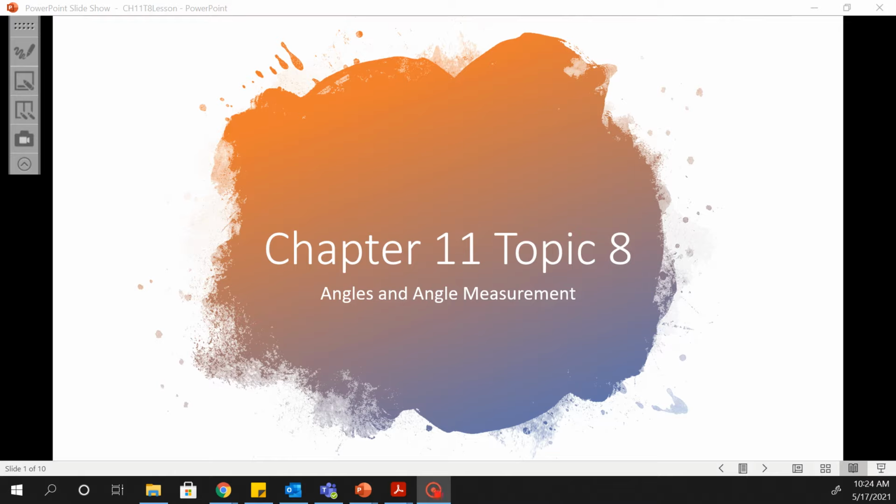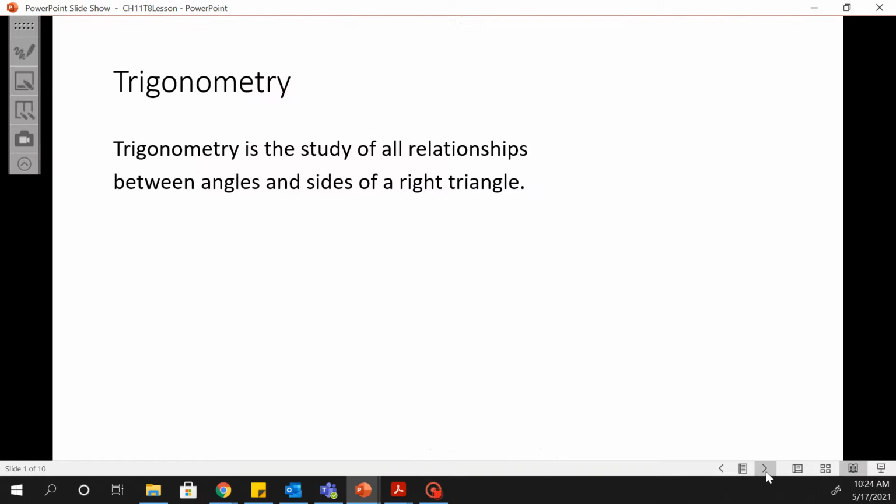Okay, today we'll be looking at angles and angle measurements. This is chapter 11, topic 8. Some of this is an introduction to trigonometry. Trigonometry is the study of all relationships between angles and sides of right triangles.